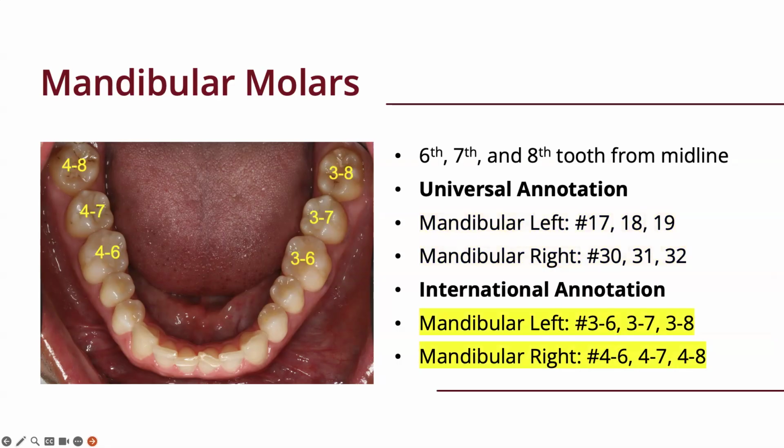Using international annotation, where the teeth are numbered according to quadrants, and then the tooth from the midline, the mandibular left molars are numbers 3-6, 3-7, and 3-8, while the mandibular right molars are numbers 4-6, 4-7, and 4-8.